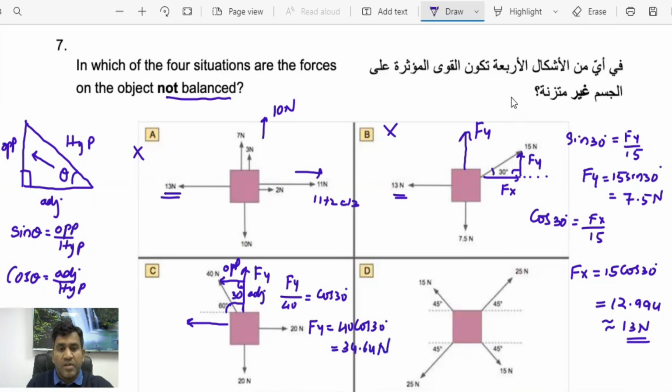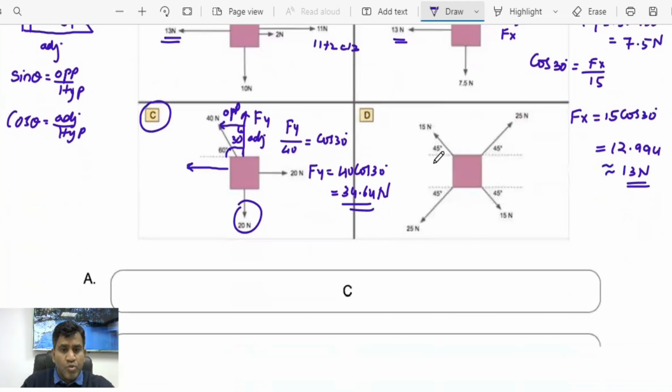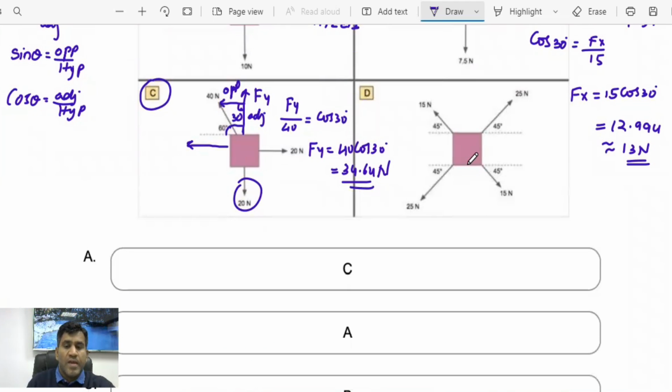34.64 Newton. The downward force is 20 Newton, but the upward is acting as 34.64. So this is the one which is not balanced. So this is the answer. It means I have to choose the option representing C as the answer, C as the graph. Okay, so let's choose which option we're going to choose. Yeah, so I have to choose the graph named with C. So this is the right answer to the question.